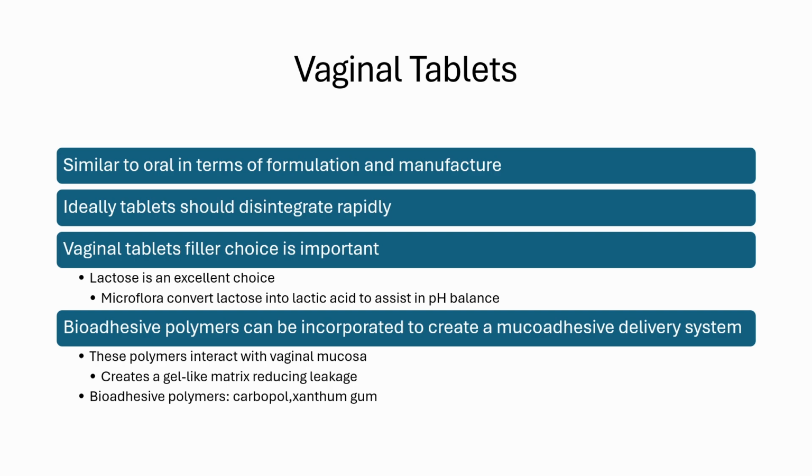Vaginal tablets are like oral tablets in terms of formulation and manufacturing processes. Ideally, tablets designed for vaginal use should disintegrate rapidly. The tablet's vaginal filler of choice is important as well. Lactose is an excellent choice as a filler because vaginal microflora converts lactose into lactic acid to assist in pH balance. Bioadhesive polymers can be incorporated to create a mucoadhesive delivery system. These polymers interact with the vaginal mucosa to create a gel-like matrix, reducing leakage of medication. Examples of bioadhesive polymers that are used in vaginal tablets are carbopol and xanthan gum.